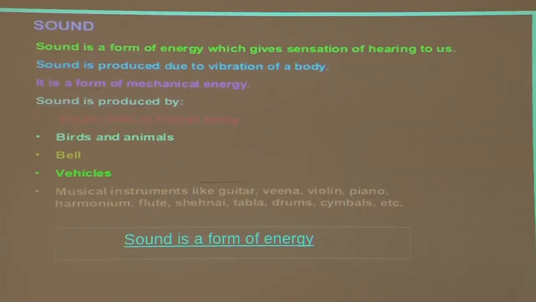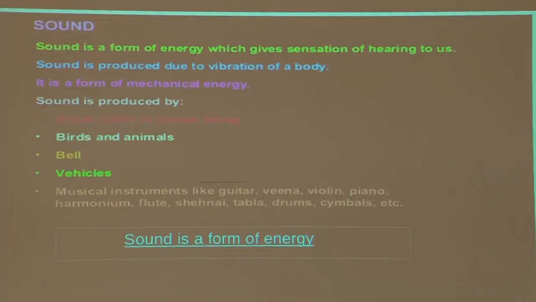Next one, sound is a type of mechanical energy. Sound always requires a medium for propagation. The material or the entity through which sound is propagating is called a medium. Sound always requires a medium for propagation. That you should remember. Without medium, sound cannot be propagated. That also we will discuss in detail.